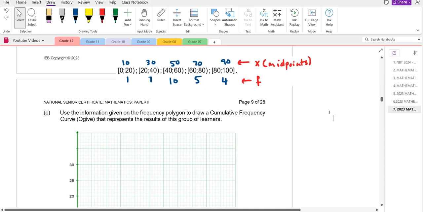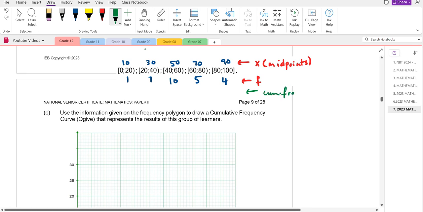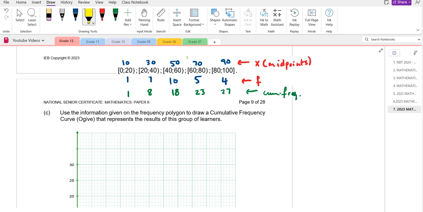So I'm going to draw another row here and put cumulative frequency, right? Cumulative frequency, that's 1. 1 plus 7 is 8. 8 plus 10 is 18. 18 plus 5 is 23. And you get 27 last. 4 plus 23 is 27. Right, so we got the cumulative frequency as well.